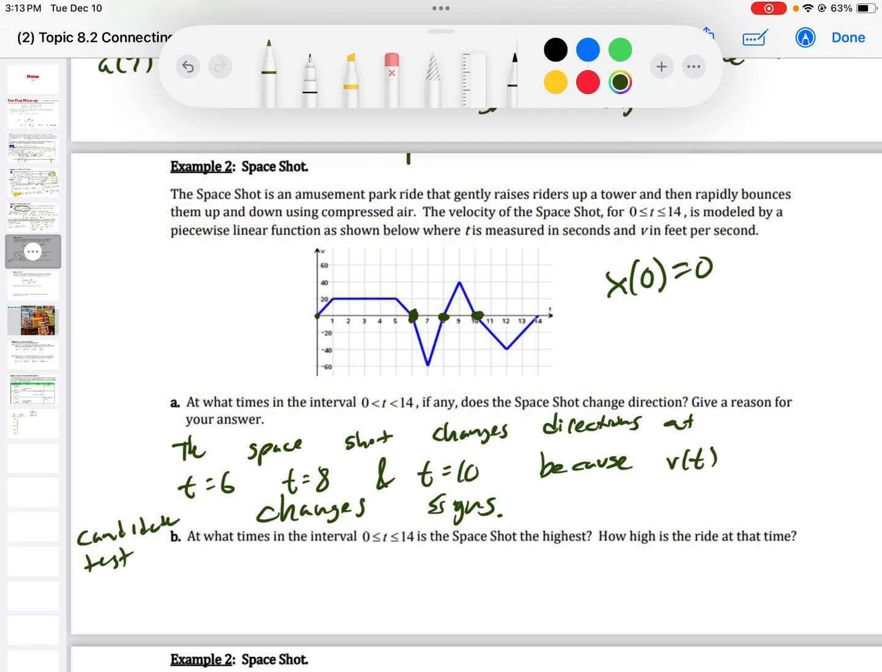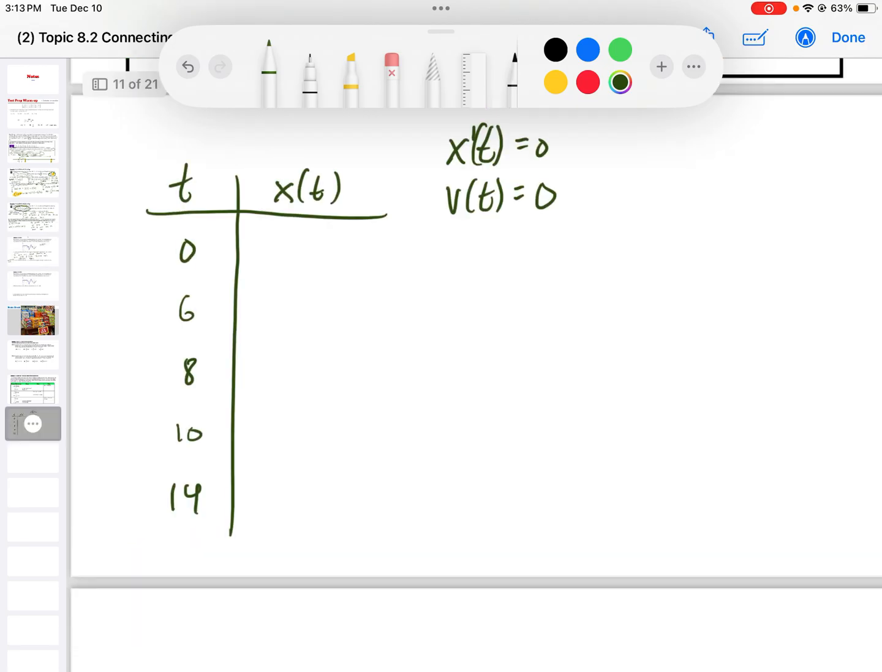I think it can be assumed, because you have to get on the ride, but does that mean the ride is perfectly flat on the ground or is it a little bit above the ground? We're going to assume that x of 0, the position, is going to be 0. It could be really close to 0, even though technically I don't think it could be at the ground. It could be a little bit above the ground, but we're not dealing with that too much.